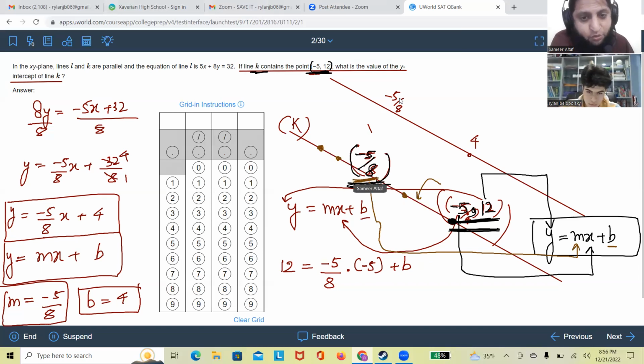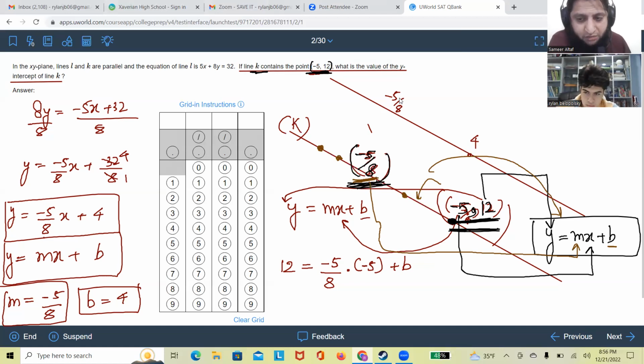So when any point lies on the given line, that means this point is satisfying the line. You will be able to plug this point into the equation, either in point slope, slope intercept form, or standard form.